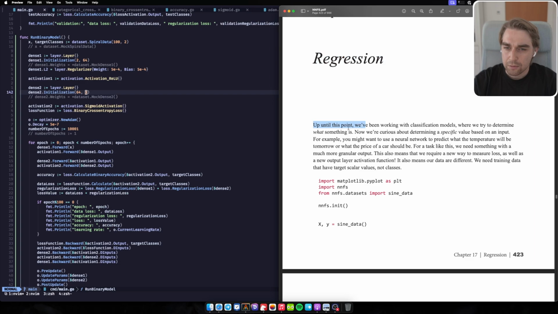So let's start. Up until this point, we have been working with classification models, where we try to determine what something is. Both models were trained on some data, and then we tried to predict the output class. For example, the first model, given the coordinates, tried to predict in which of the three parts of the model it falls. The last one, binary logistic regression, tried to predict if it fits into one data set or into another. But it could be anything, like cat versus non-cat or something like this.